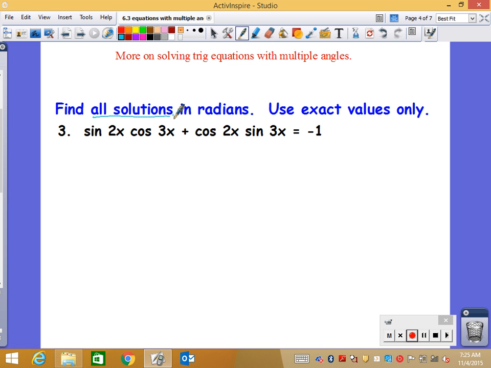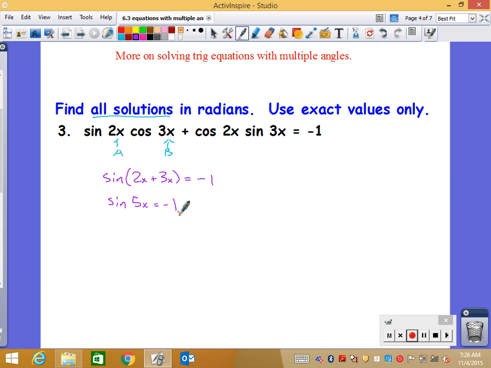Well, I don't really know how to deal with this right now, but if you look on your formula sheet, you may notice, hey, this is a sine cosine plus cosine sine, where my 2x is my angle A, and my 3x is my angle B. So let's write this in terms of one single sine, and I'm going to use the sine sum identity because it's sine cosine plus cosine sine. So I get sine of A plus B, well, A is 2x, and B is 3x. And this is equal to -1 still. So I get that sine of 5x is equal to -1.